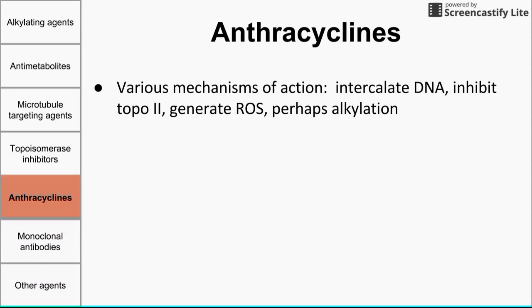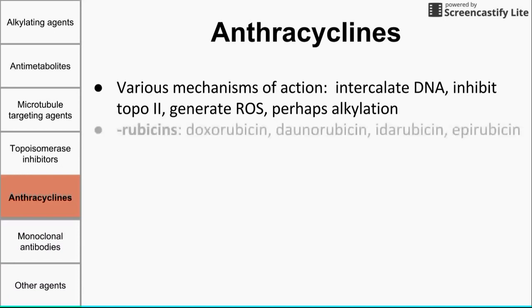So they intercalate DNA and just inhibit the use of that DNA. They can also inhibit topoisomerase 2. One of them, doxorubicin, in particular, inhibits topoisomerase 2. They can generate reactive oxygen species that cause oxidative damage to the DNA, and they also might cause alkylation, which, like we saw with the alkylating agents, can cause cross-linking between DNA base pairs and essentially render the DNA useless, kind of like intercalation of DNA. Anthracyclines are easy to remember because they all end in -rubicin. These are the rubicins: doxorubicin, daunorubicin. You can read the rest there. Idarubicin and epirubicin.